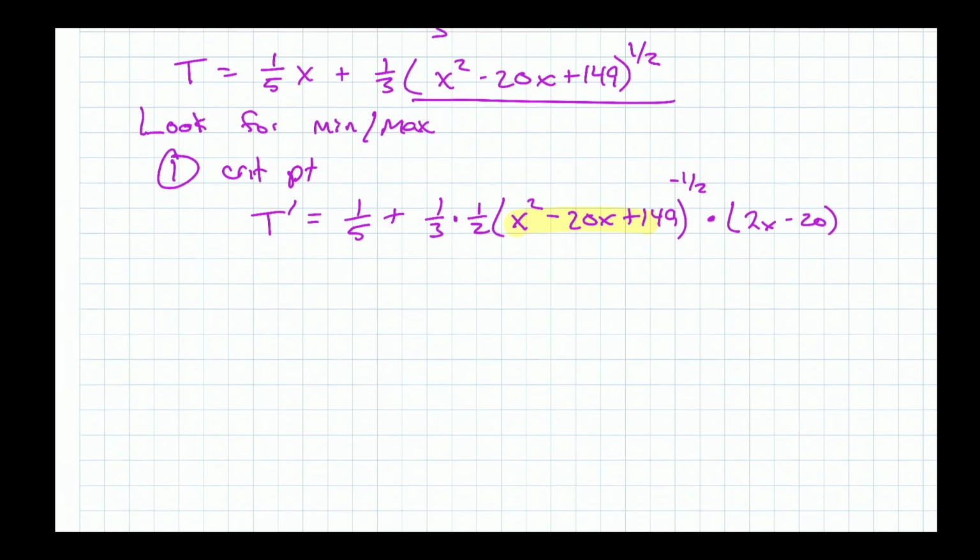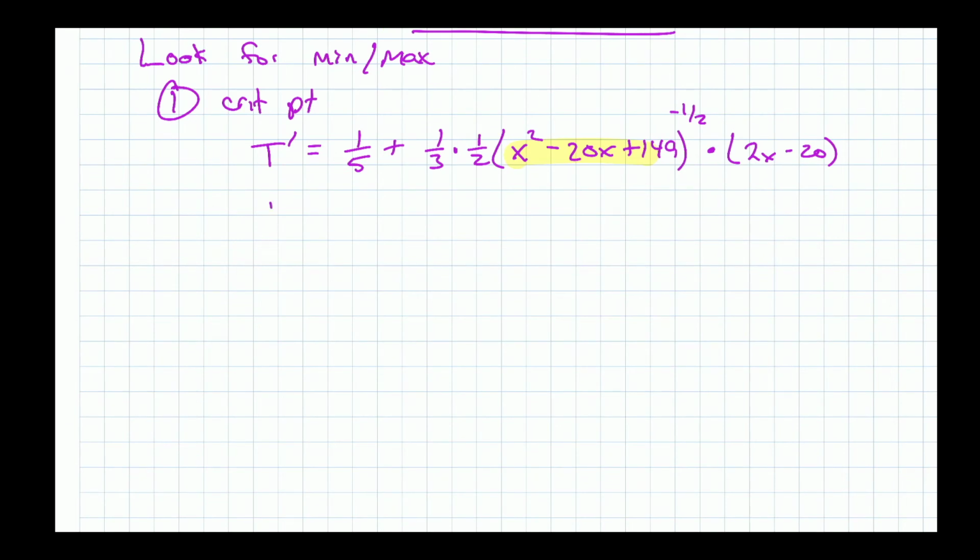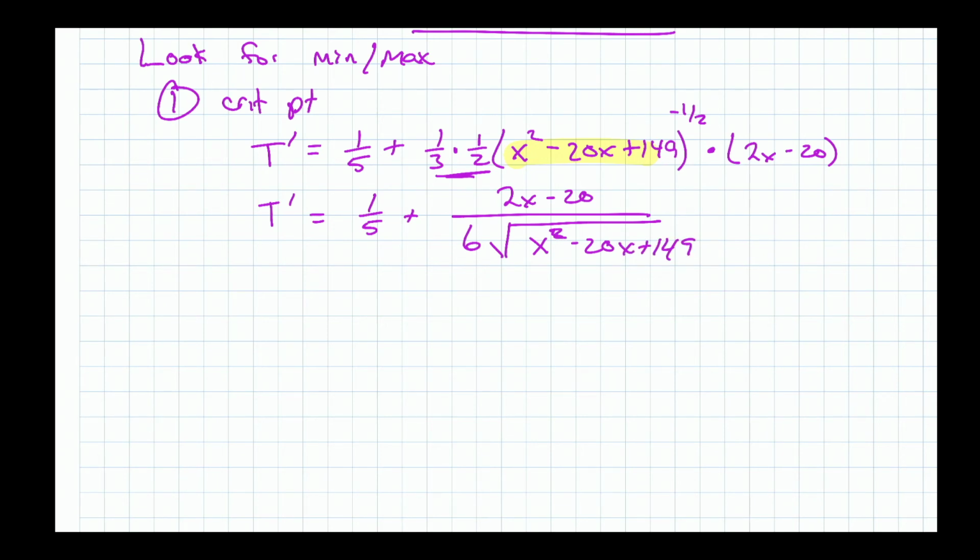So this is what we get for our derivative. I can make that simpler: 1/5 plus a fraction. On top we have 2x minus 20. On bottom I got the 3 times the 2 here, that's a 6 on bottom. And then it's the square root of x squared minus 20x plus 149. Okay, there's my derivative. Once you have a derivative, then how do you do this?